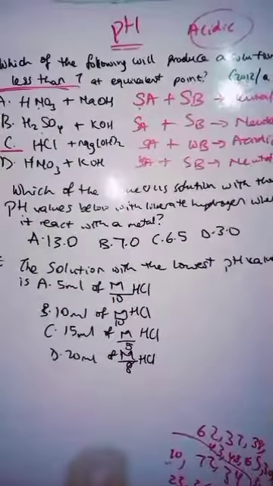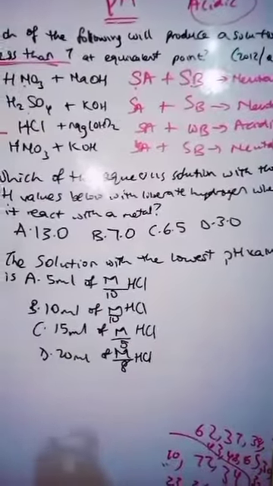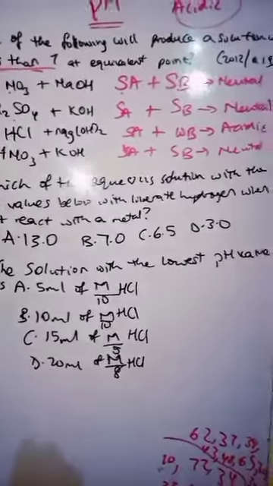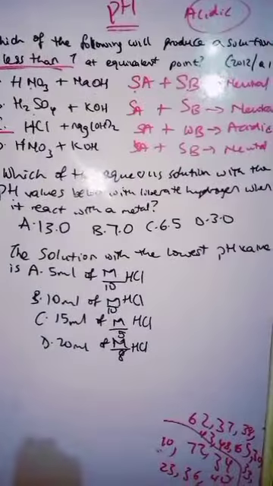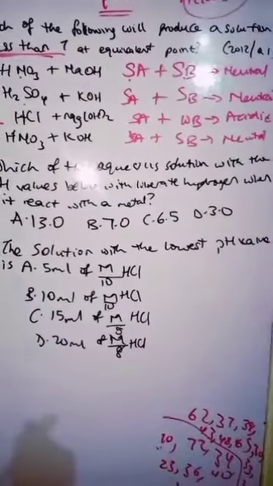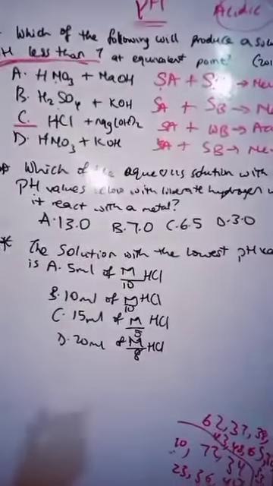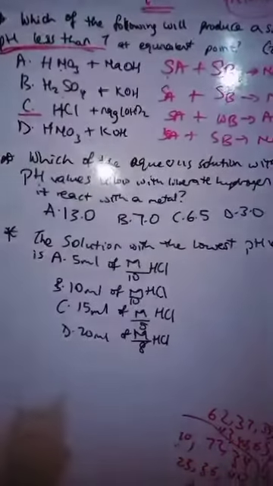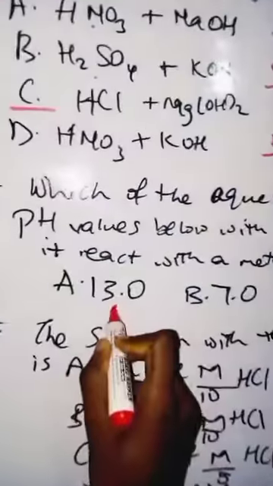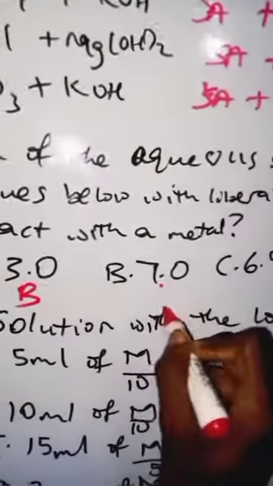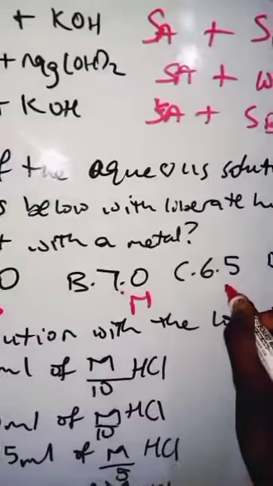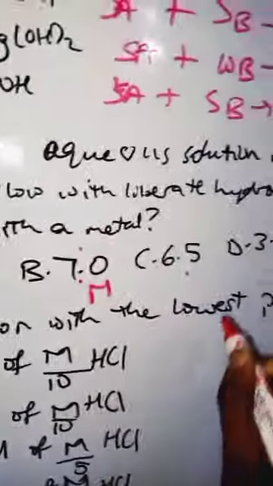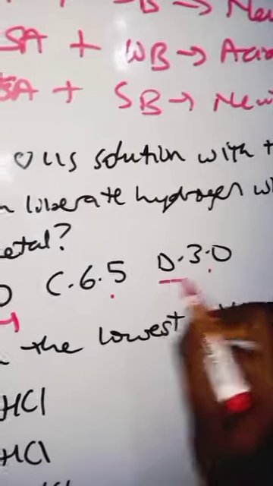Question 2. Which of the following aqueous solutions with the pH values below will liberate hydrogen when it reacts with a metal? Which kind of solution liberates hydrogen? Acids. Yes, so they are asking for a pH that is below 7, an acidic solution. So this is 13, a basic solution. This is 7, a neutral solution. This is 6.5, very close to 7, but this is 3.0. So this is the best answer. Let's go to the last one.